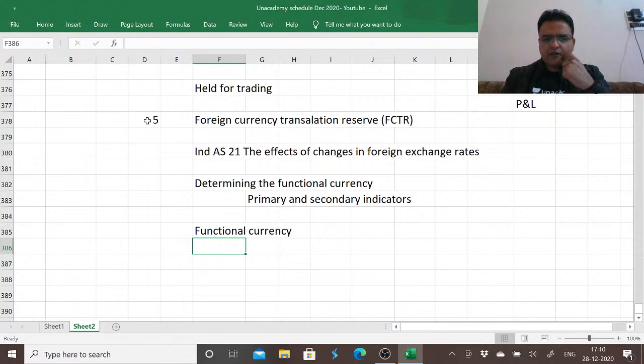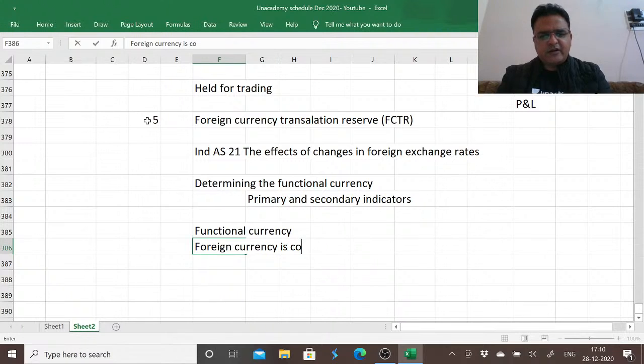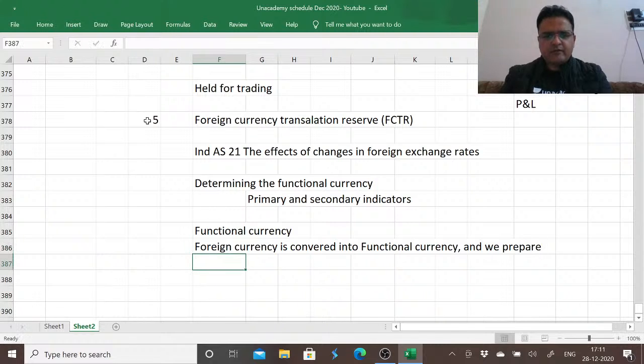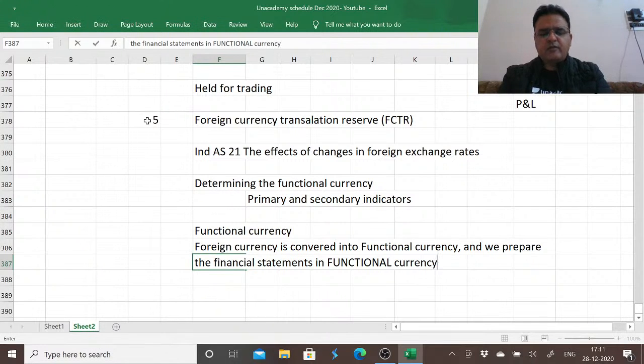So if there is any foreign currency, that foreign currency is converted into functional currency and we prepare the financial statements in functional currency. This is the currency in which we are accounting or preparing financials.